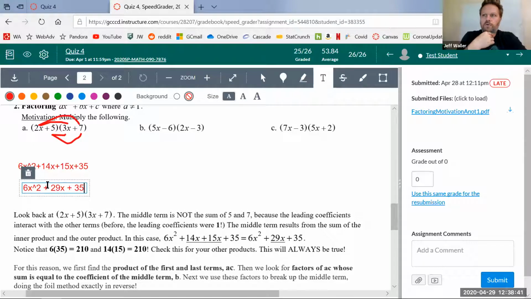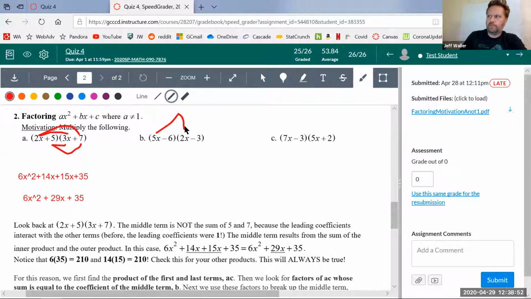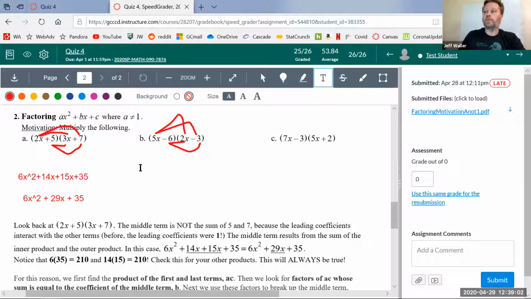Now I want you to notice something. Let's do this next one, and I want to point something out. On this next one, same idea. 5x gets a turn, and then -6 gets a turn. Just distribute, or if you like FOIL, you can call it what you want to. 5x times 2x is 10x squared.